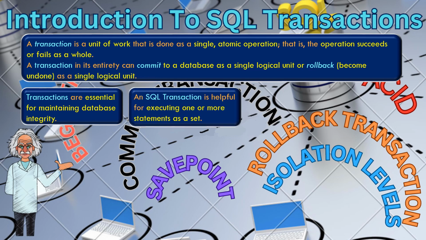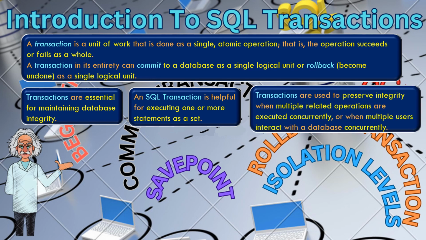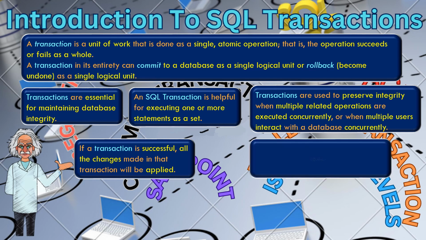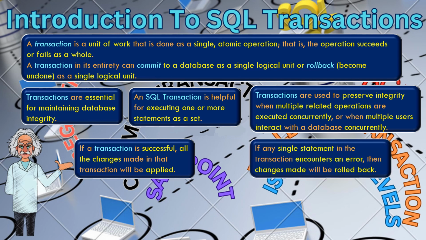An SQL transaction is helpful for executing one or more statements as a set. Transactions are used to preserve integrity when multiple related operations are executed concurrently or when multiple users interact with a database concurrently. If a transaction is successful, all the changes made in that transaction will be applied. If any single statement in a transaction encounters an error, then changes made will be rolled back.